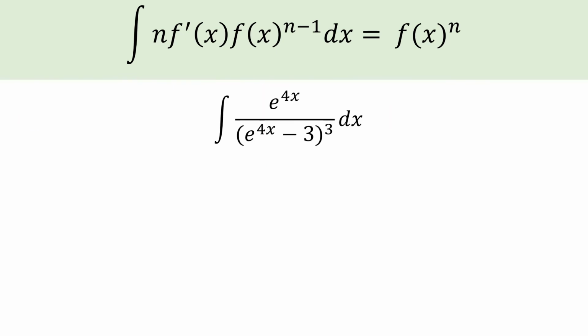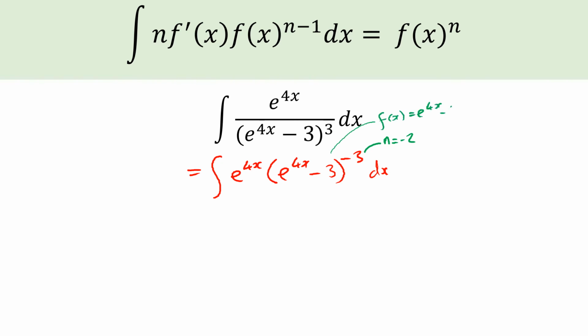Let's look at one more, which could be a bit of a bother because we have got something that looks like a quotient rule here. But always remember that you can rewrite powers that are on the bottom as negative powers on the top. So we could rewrite this as e to the 4x times e to the 4x minus 3 to the power of minus 3. And then we'll go through the same process. So what's our value of n? Our value of n is 1 more than minus 3, which is minus 2. What's our f of x? Our f of x is whatever's in the bracket, so it is e to the 4x, take away 3.